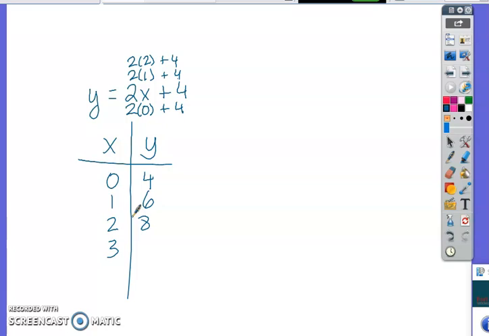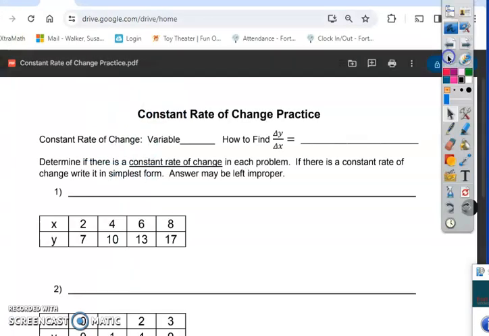We've done this. Our goal today is to find the constant rate of change, which is the number that will be in front of that x. We always want to make sure that y is alone, which it should be in 7th grade. There's not a reason that it wouldn't be. So first of all, this is your basic form: y equals mx plus b.